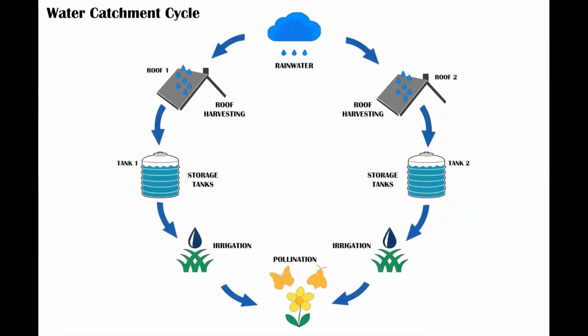So this is a water catchment cycle, a process that would be working here in Nolanville, Texas. After raining on top of the roof, there are two different sections of the roof, and they will be collecting water for two different tanks, and those tanks will then be used to irrigate the landscape and then eventually grow vegetation that can be for pollination opportunities.